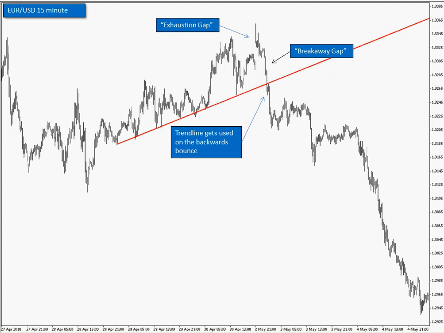Our first chart here is a good chart. We've got a couple clean examples of different types of gaps here. Let's start at the top here. We've got the exhaustion gap.